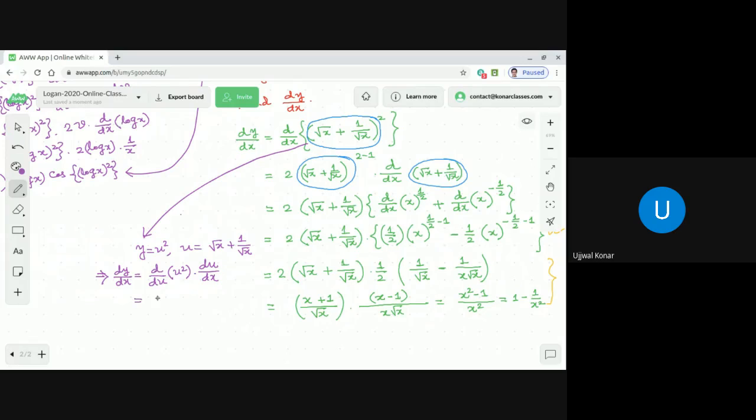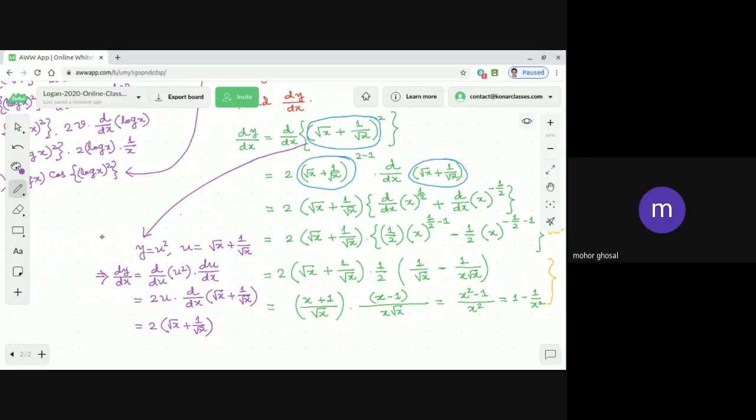So what is d/du of u square? It is 2 into u, 2u. And what is d/dx of u? d/dx of square root of x plus d/dx of 1 by square root of x. Correct or not? So what is u? 2 into square root of x plus 1 by square root of x.